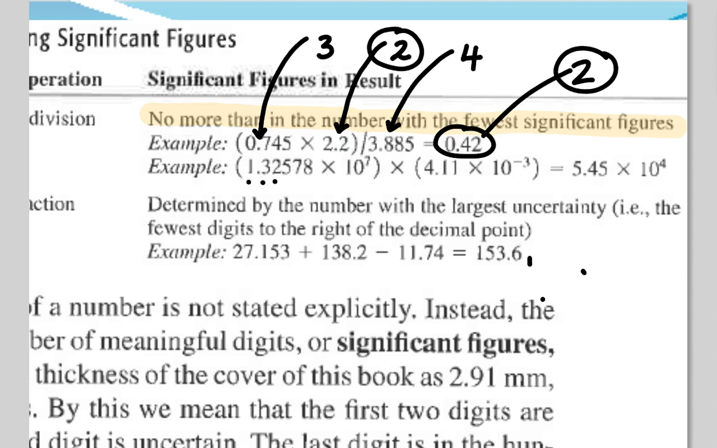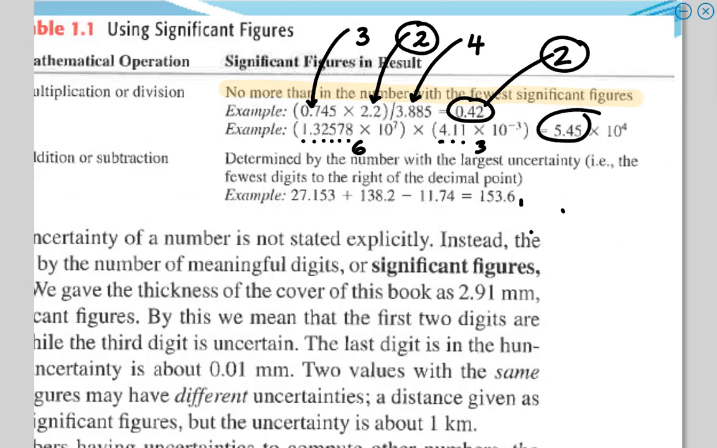1, 2, 3, 4, 5, 6. 1, 2, 3. This has 6. This has 3. Look at the answer. It only has 3. Okay? So sig figs or sig digs, make sure you know this one. This highlighted multiplication and division is the most important one, and it's not too hard.